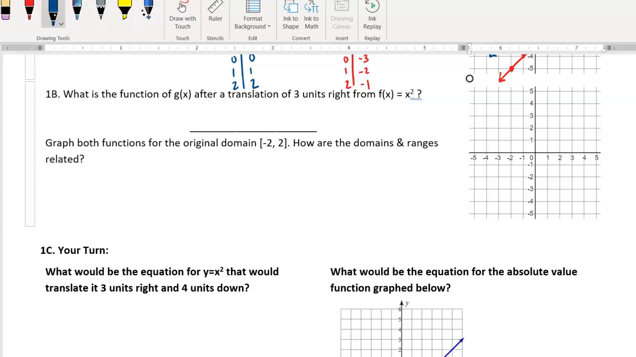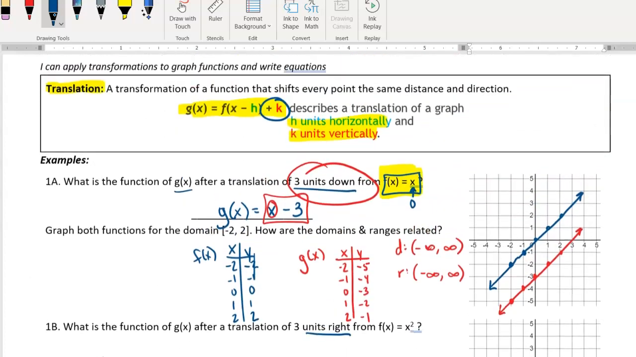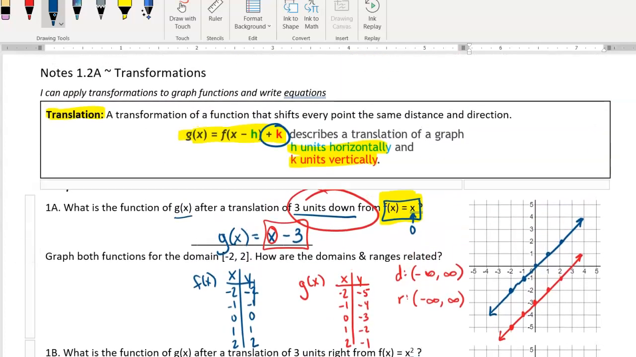So it says, what is a function for g of x after translation of 3 units to the right of f of x equals x squared? Now, let's go back up here. Inside of our function here, whatever happens horizontally is always going to be the opposite of what we would expect. So if we're going to go to the right 3 units, let me erase this, hold on.